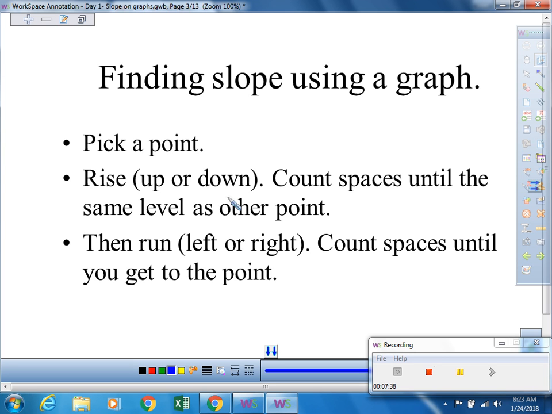Count the spaces to the same level as the other point, then run left. Well, I always run right because I read it left to right. Okay? So you're going to run right and then count the spaces to the next point.